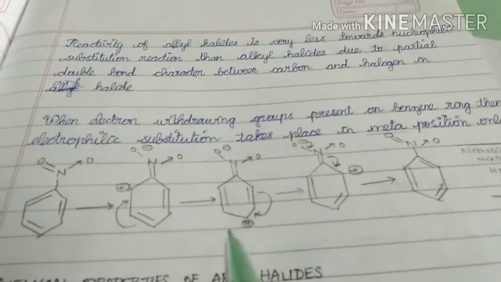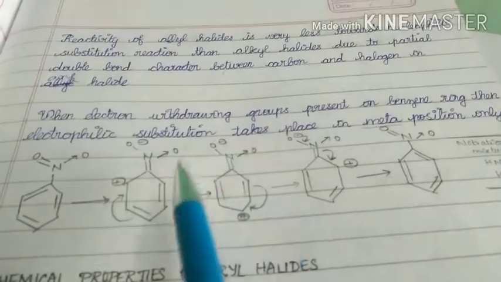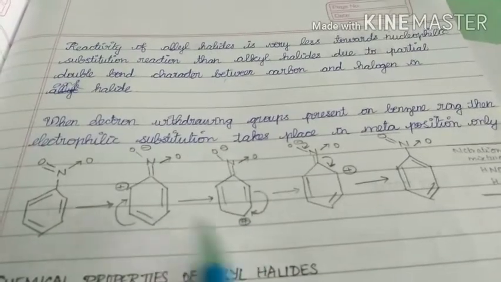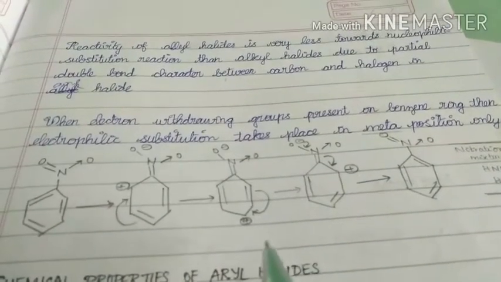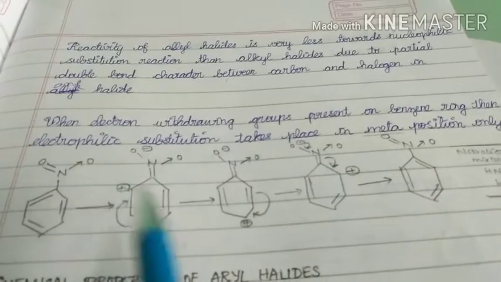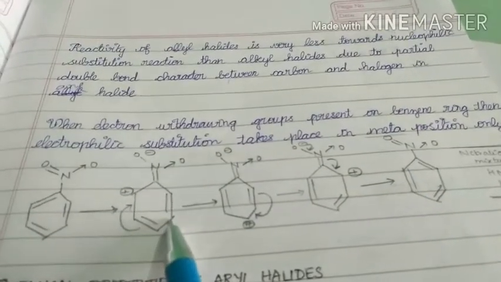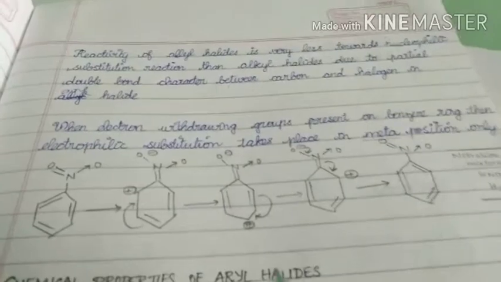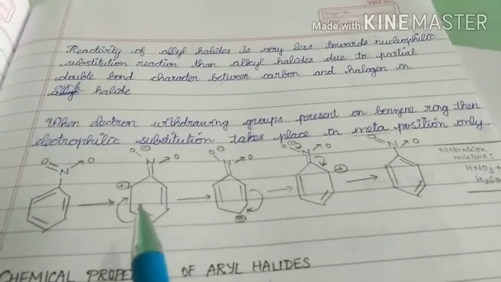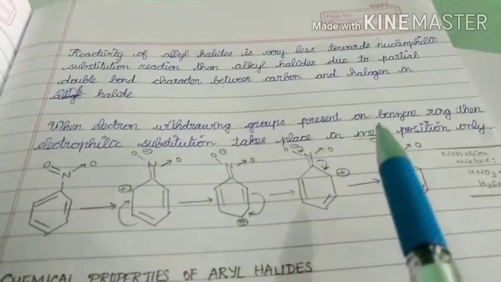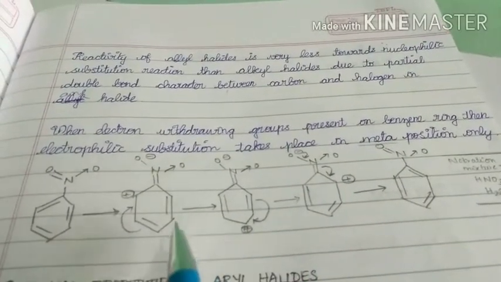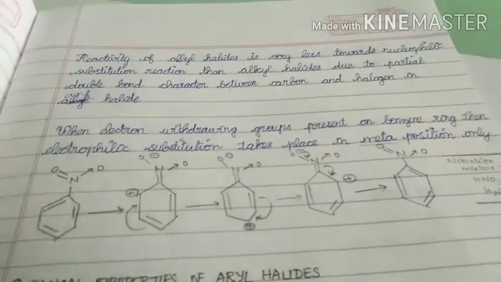So what is the point here? When an electron withdrawing group is present on the benzene ring, then positive charge appears at ortho and para positions. Then the electrophile cannot attack those positions. It can attack at a meta position. This is very, very important. Due to the presence of positive charge at ortho and para positions, the incoming electrophile cannot attack at ortho and para positions. It can attack at meta position only.